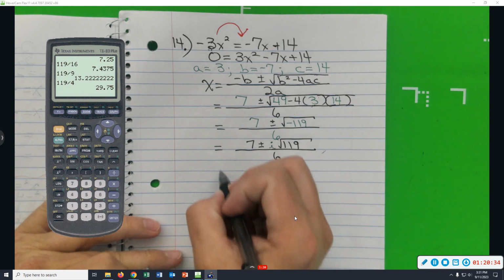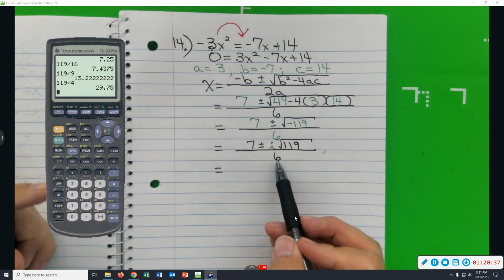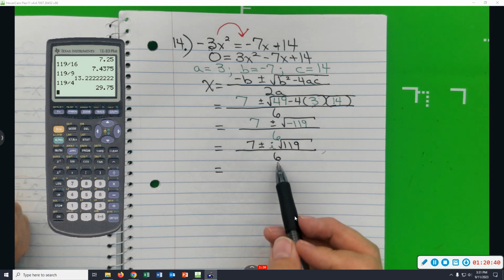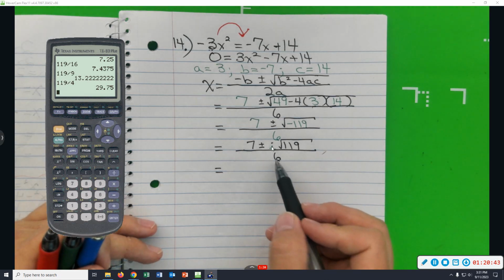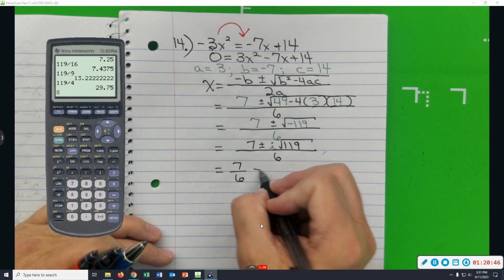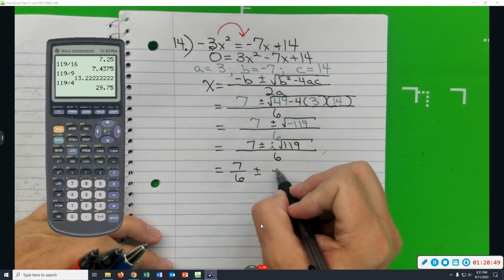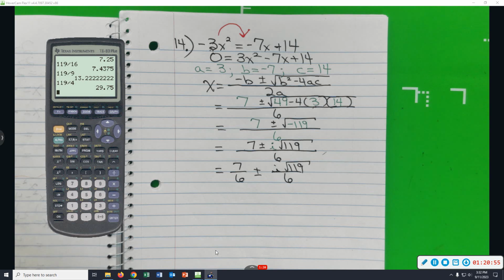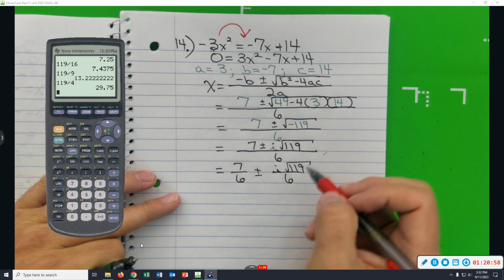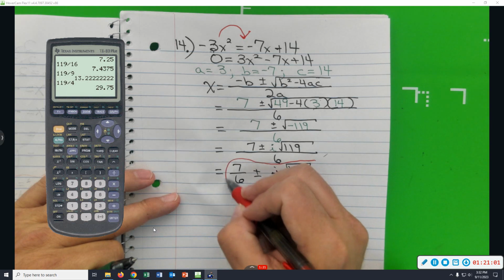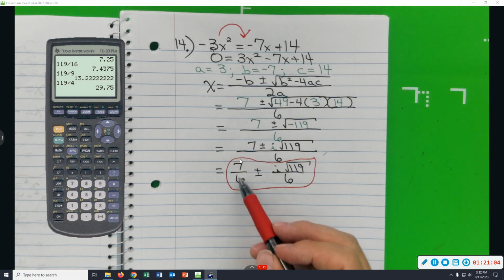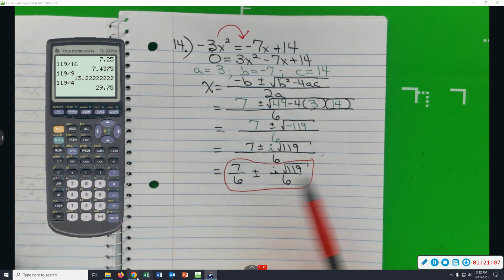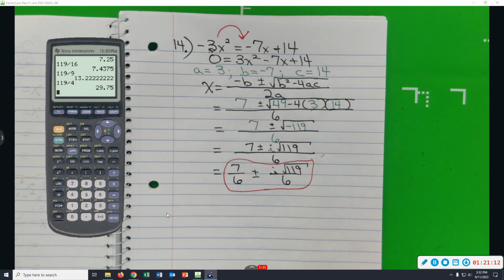So what are we going to do? I said when we have a fraction over an integer, a sum or difference over an integer, we're going to separate: 7 over 6 plus or minus i square root of 119 all over 6. Notice 7 over 6 we can't reduce. The 119's under a square root, so even if there were a common factor, we couldn't reduce with the 6, so we'll stop right there.